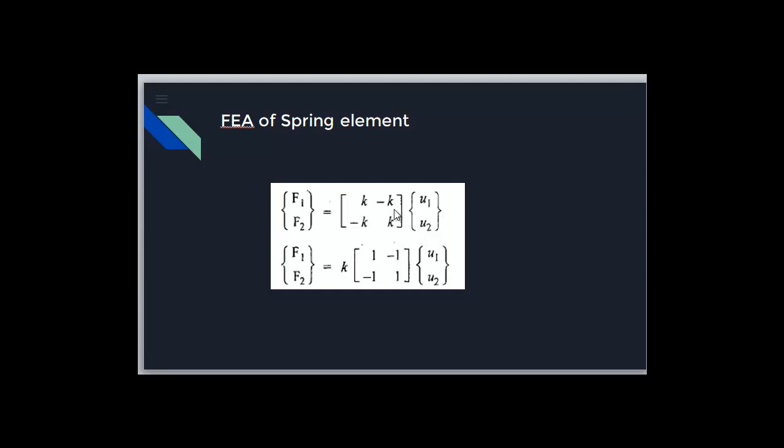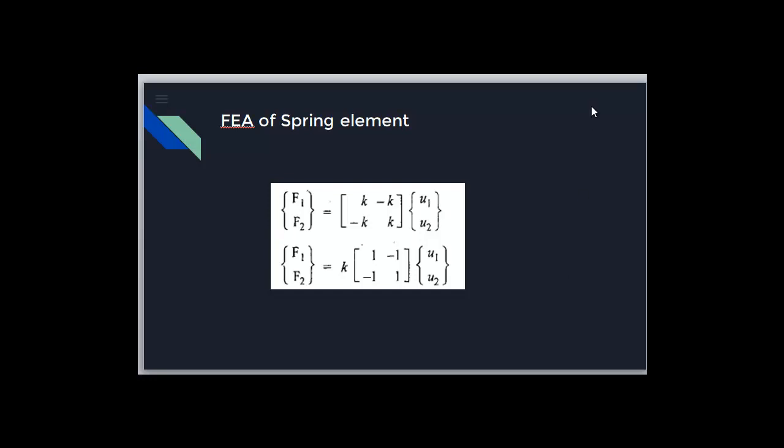By taking the value of the spring constant K, the finite element equation for the spring element is given as F1 and F2, the force vector, is equal to K times [1 -1; -1 1], which is the stiffness matrix, and the corresponding nodal displacement vector is given as U1 and U2.